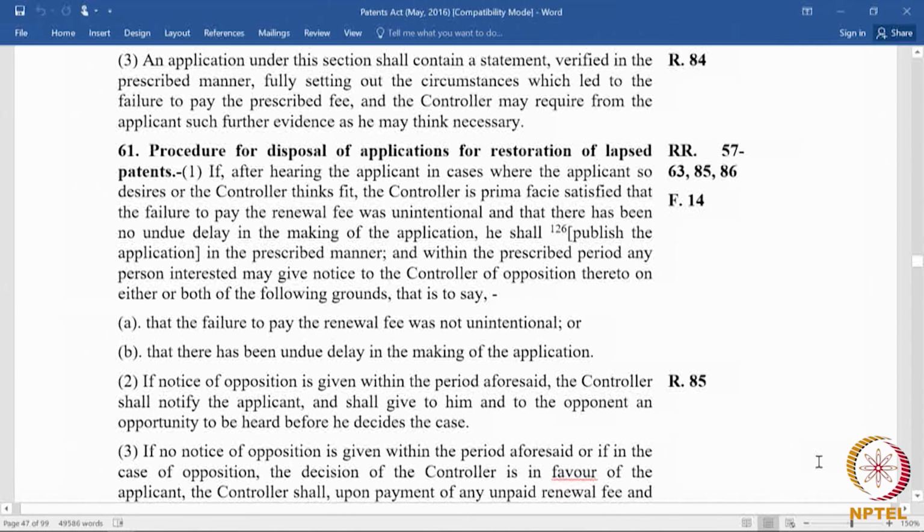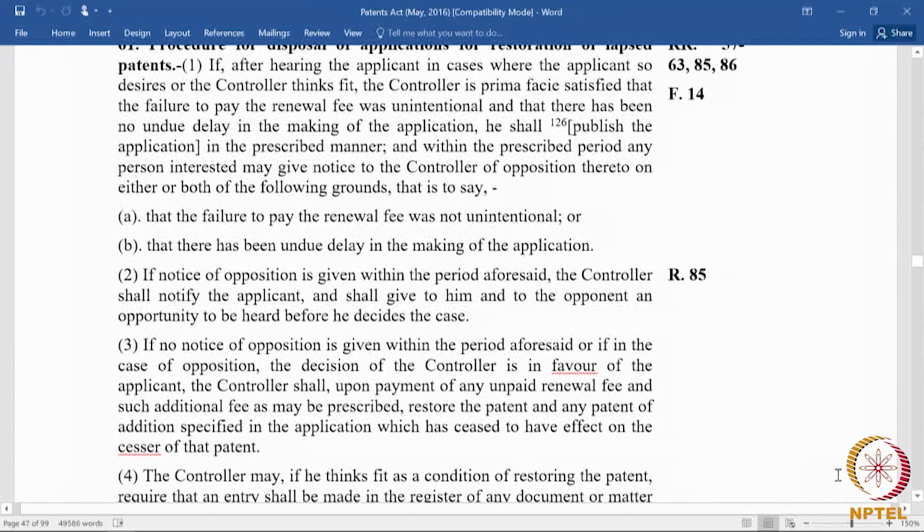Now, if the controller is prima facie satisfied that the failure to pay the renewal fee was unintentional and there has been no undue delay in making the application, he shall publish the application in the prescribed manner, and within the prescribed period any person interested may give notice of opposition. Again, if a patent gets lapsed or it ceases for non-payment of fee, then the controller will have to publish that and allow oppositions. If somebody opposes it, then there will be an opposition procedure based on that.